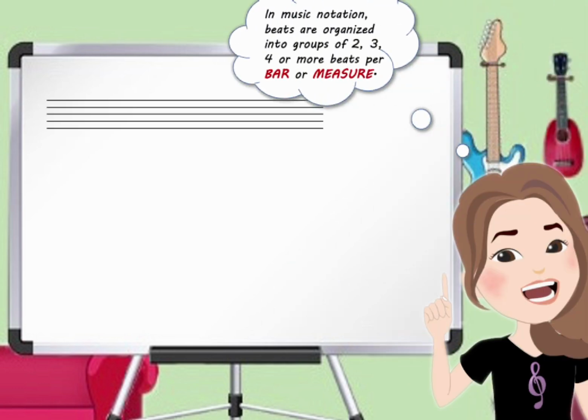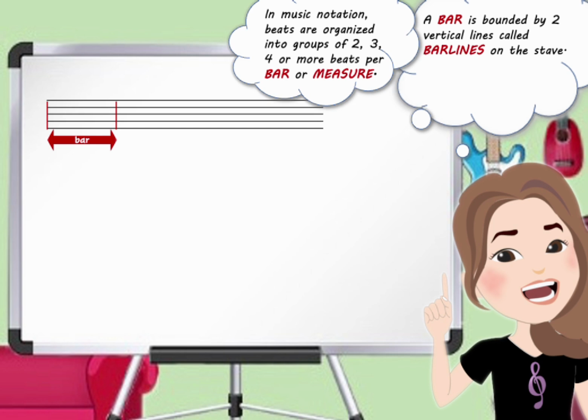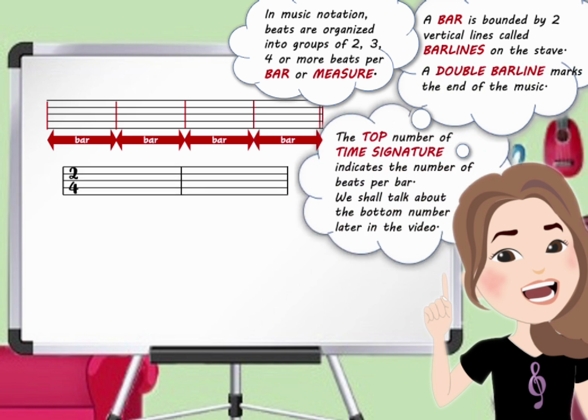In music notation, beats are organized into groups of 2, 3, 4 or more beats per bar or measure. A bar is bounded by 2 vertical lines called bar lines on the stave. A double bar line marks the end of the music. The top number of time signature indicates the number of beats per bar. We shall talk about the bottom number later in the video.